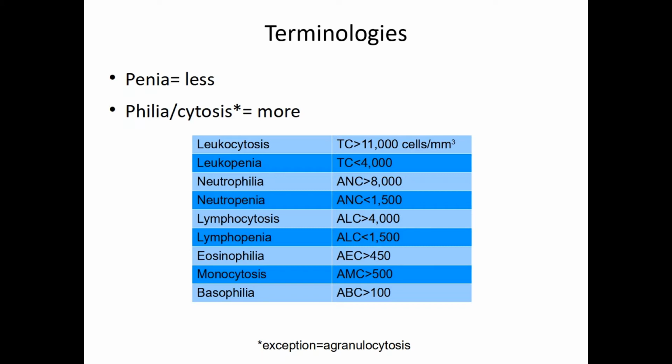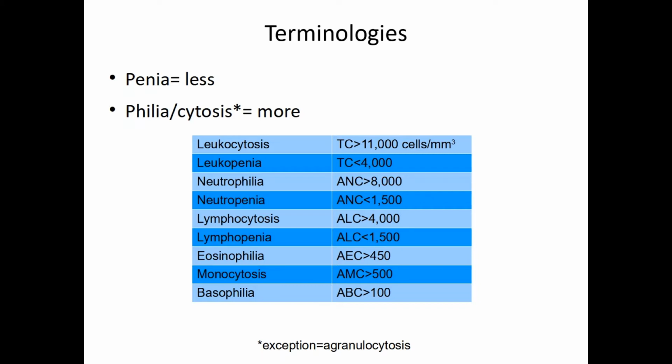Leukocytosis means increase in the total WBC count to more than 11,000 cells per cubic millimeter. Leukopenia is reduction in the total WBC count in which the total number of WBCs would be less than 4,000 cells per cubic millimeter. Neutrophilia means absolute neutrophil count more than 8,000. Neutropenia is absolute neutrophil count less than 1,500. Lymphocytosis is when absolute lymphocyte count is more than 4,000. Lymphopenia is absolute lymphocyte count less than 1,500.